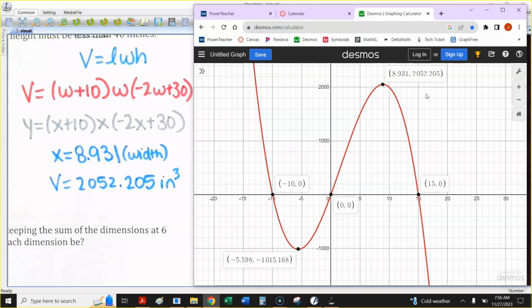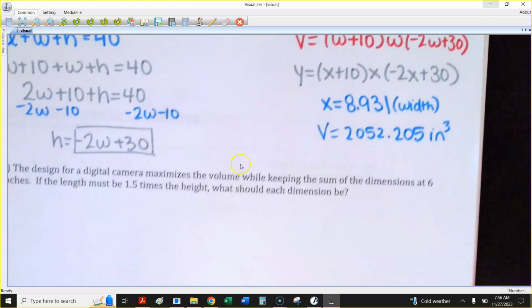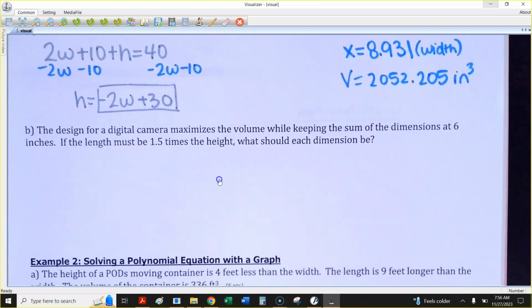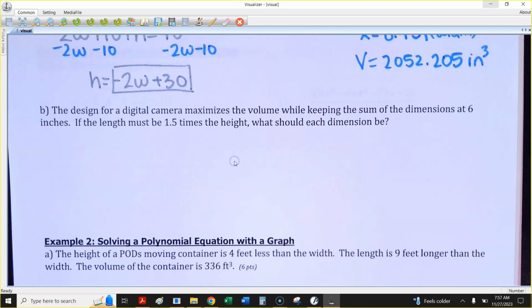Is anybody having a question? Okay, we're just going to try a similar problem right underneath here. Okay, this one says, design a digital camera that maximizes the volume while keeping the sum of the dimensions at 6 inches. So super similar here. The length must be 1.5 times the height. What should the dimensions be?